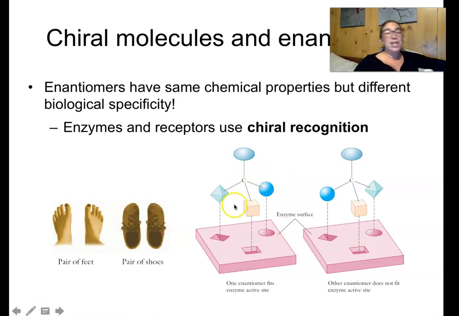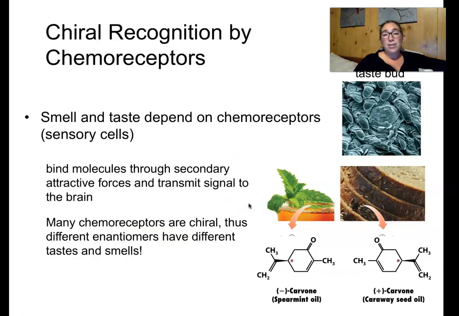They only fit either the right-handed or the left-handed version, just like your feet fit into specific shoes. There's the right shoe and the left shoe, and your right foot doesn't fit properly in your left shoe, and your right hand doesn't fit properly in a left-handed glove. And so in biology, that's where these chiral molecules or enantiomers become very important, because of chiral recognition, the ability of receptors and enzymes to detect specific enantiomers.